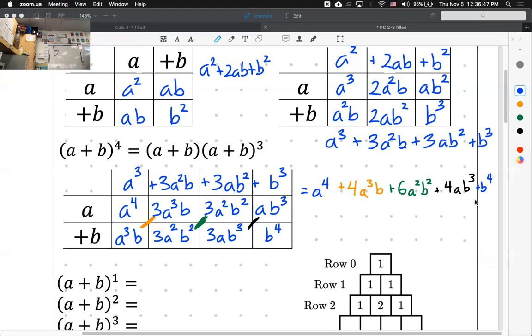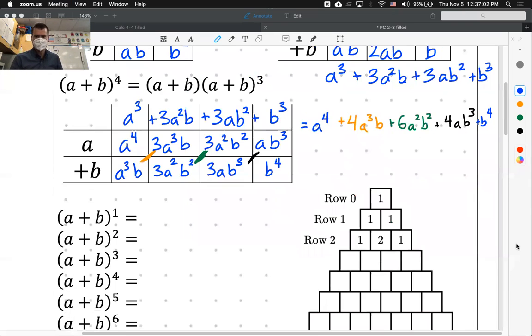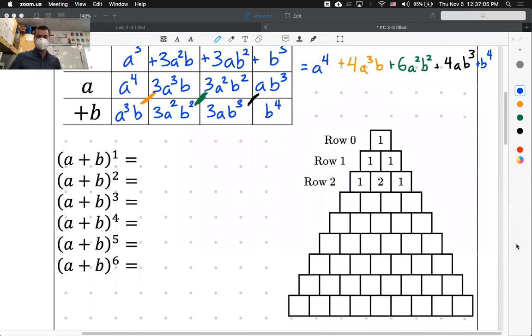Why do we go 1, then 2, then 1? Why do we go 1, 3, 3, 1? Why do we go 1, 4, 6, 4, 1? Where did those coefficients come from? And here's the answer. It's Pascal's triangle. Everyone write it down in your notes. This triangle right here is called Pascal's triangle.